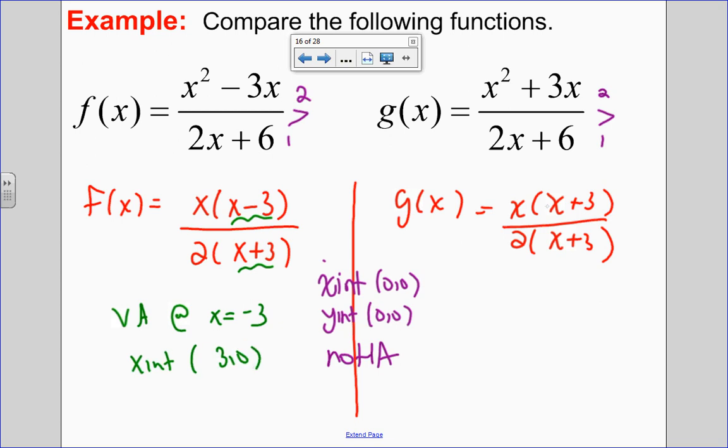Okay, in g of x, these are removable factors. Now x still can't be negative 3. So if x can't equal negative 3, then look what I'm left with. I'm left with x over 2. Then that would mean that y can't equal 3 over 2. So this graph has a point of discontinuity at negative 3 and 3/2. So that would summarize how they are the same and how they are different.